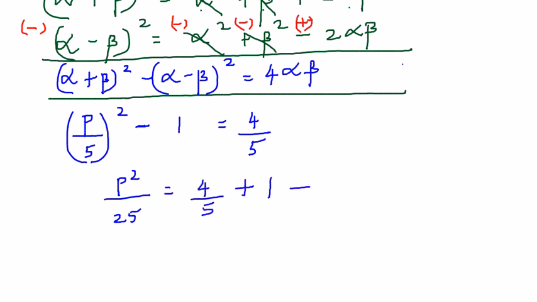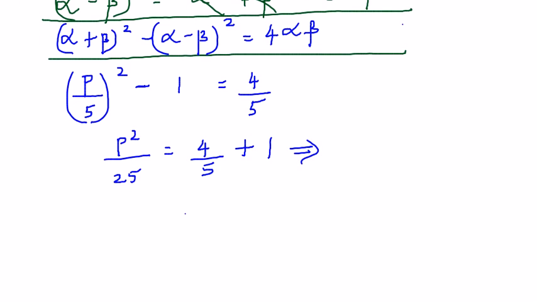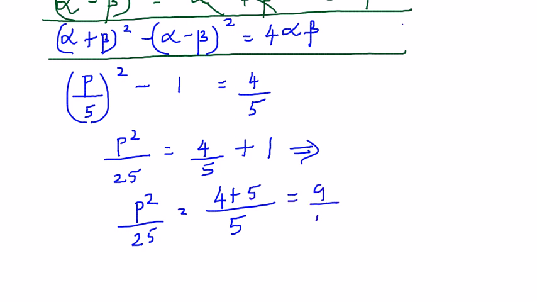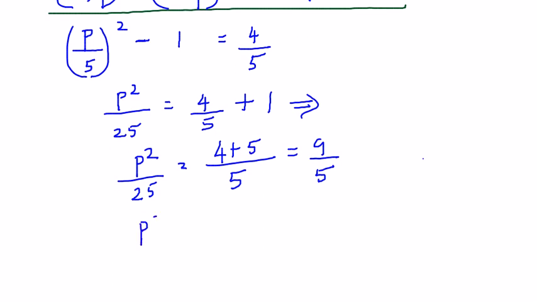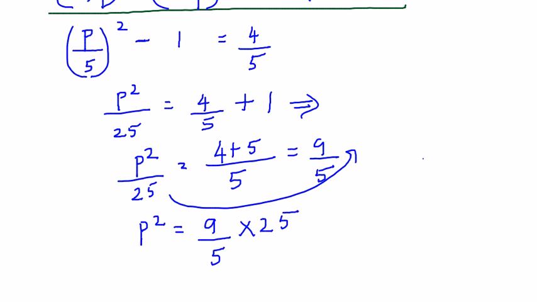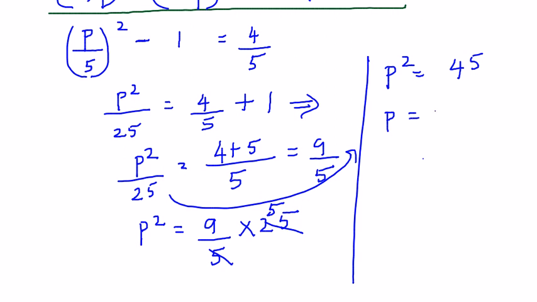I'm keeping the knowns on one side, unknown on the other side. So you can write this as p squared by 25 is equal to, here take the LCM 5. So it becomes 4 plus 5 by 5, which is 9 by 5. Now I'm going to keep the unknown p squared only on one side, and I'm going to take the 25 to the other side. So when the 25 goes to the other side, it becomes into 25. It gets cancelled with 5 here, and you get p squared equal to 45. And therefore p is going to be equal to root of 45.